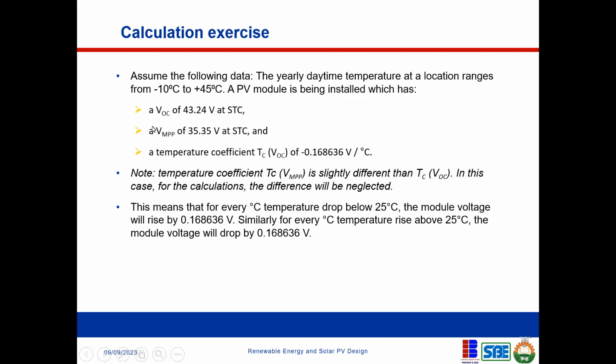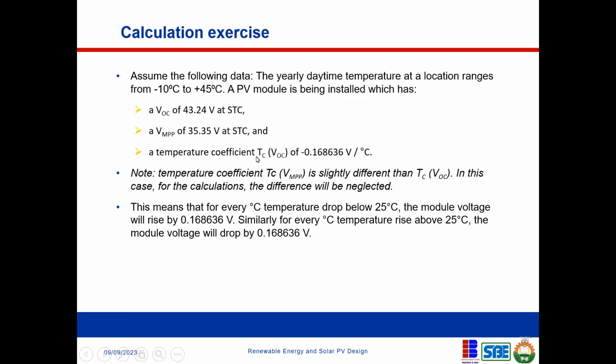But the maximum power point voltage is always lower than the open circuit voltage. Remember that the open circuit voltage is the maximum voltage of the PV when current is 0. And the maximum power point is the point where you can generate the highest amount of electricity output. So the maximum power point voltage is 35.35 volts at standard test conditions.